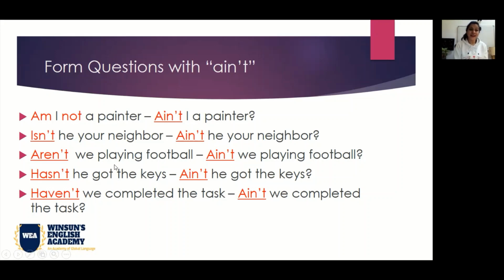Aren't we playing football? Ain't we playing football? Again, drop the G sound. Playing. Hasn't he got the keys? Ain't he got the keys? Here again, I have dropped the T sound. Got the keys. I said, ain't he got the keys? Haven't we completed the task? Ain't we completed the task? All right, so this is how we form questions with ain't.